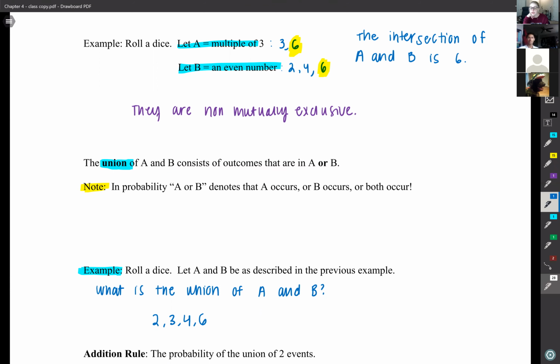So intersection is anything they have in common, and union is just taking everything in A and everything in B and basically putting it together.